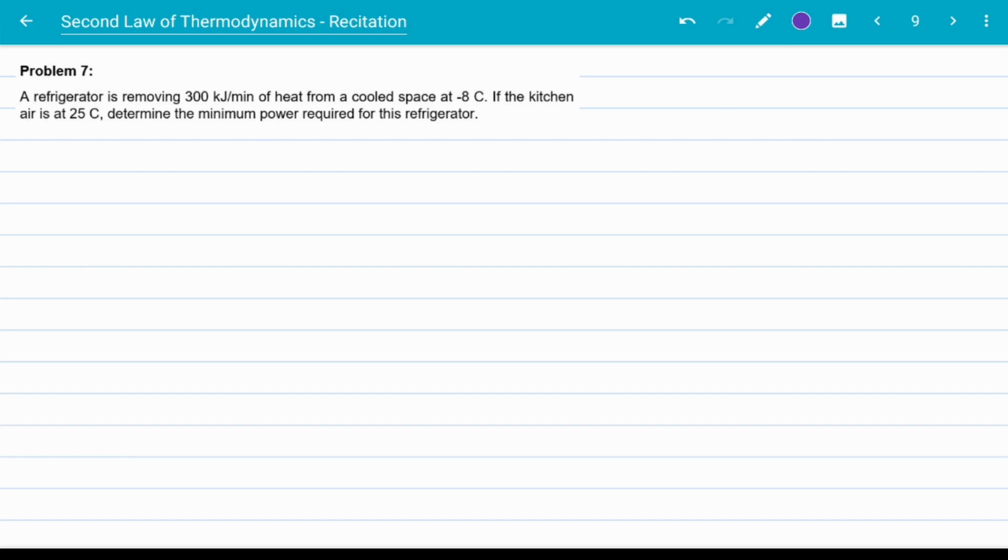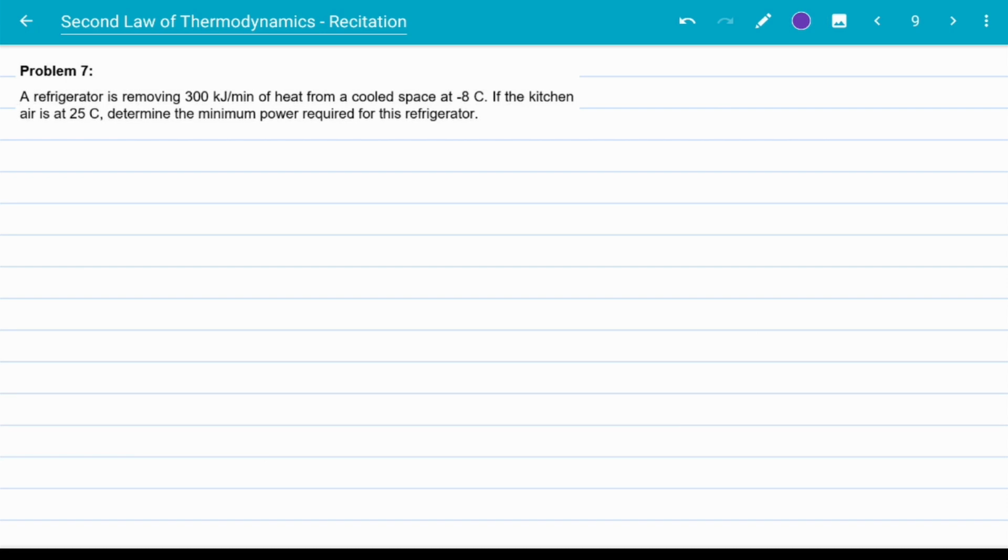All right, problem 7. We are dealing with a refrigerator now. This refrigerator is removing 300 kilojoules per minute of heat from a cooled space. The temperature of this cooled space is minus 8 degrees Celsius. Now, the kitchen air temperature is 25 degrees. Refrigerator dumps or rejects the heat into the kitchen. Determine the minimum power required for this refrigerator.